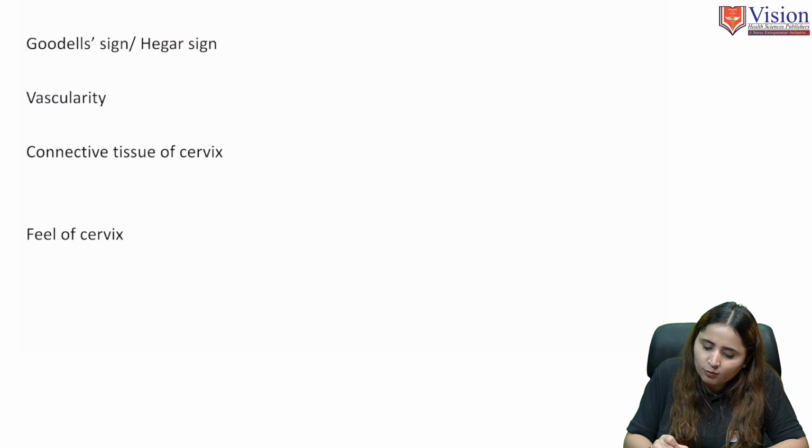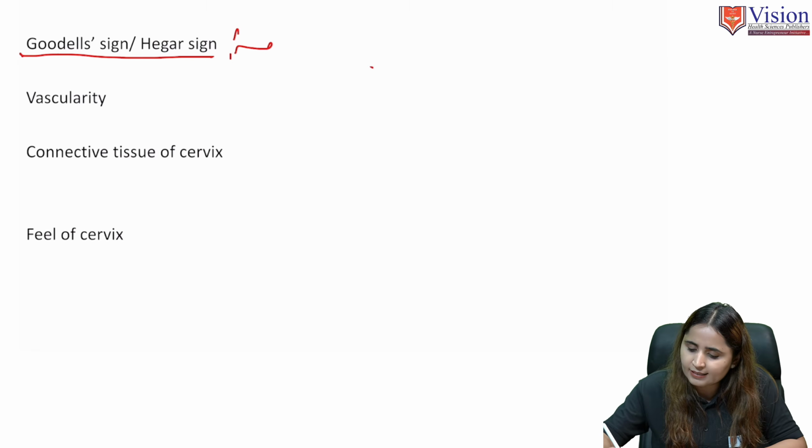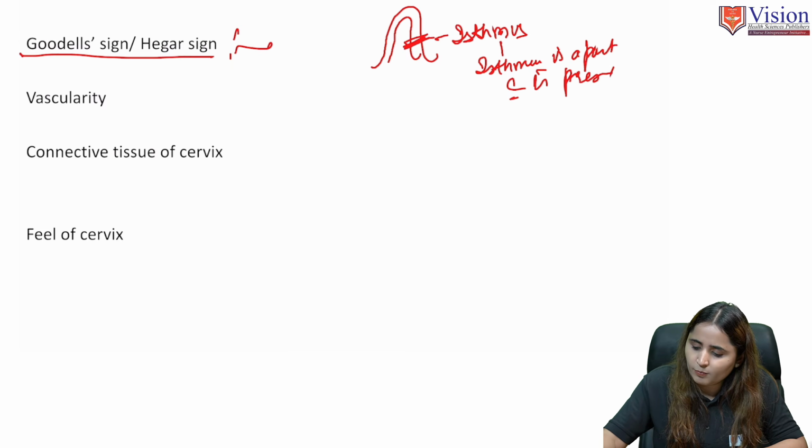And another is Goodell's and Hegar's signs. So Goodell's and Hegar's sign is the softening of the cervical isthmus. See, this is not the isthmus. Isthmus is a part which is present between the body of the uterus and the cervix.